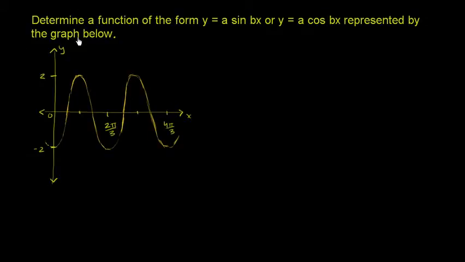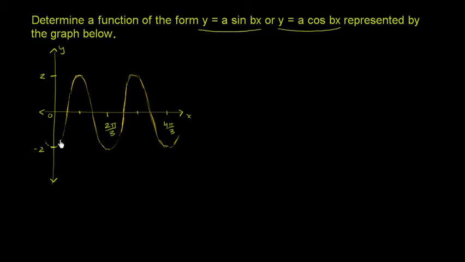We're asked to determine a function of the form y equals a sine of bx or y is equal to a cosine bx represented by the graph below. So we need to figure out maybe what the a's are, what the b's are, and whether this is a sine or a cosine function. So let's see what clues there are.